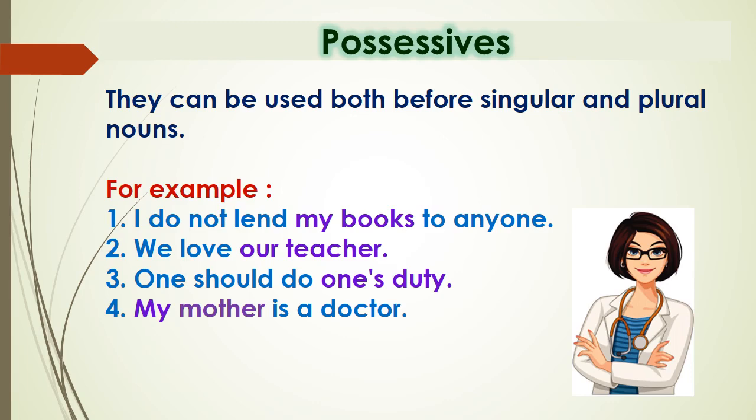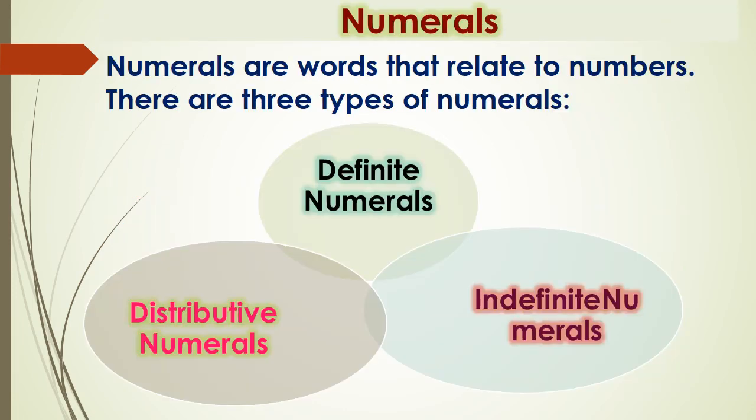Okay students, I hope you all have understood what possessive determiners are. Possessive determiners are function words that are used in front of a noun to express possession or belongingness. Now we will take the next type, that is numerals.